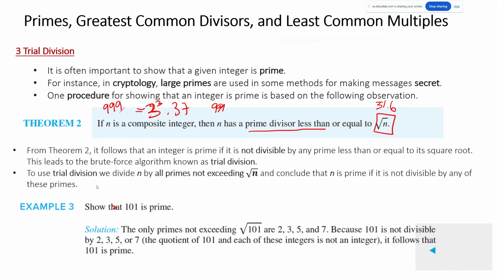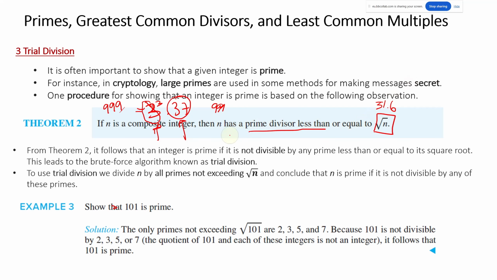Okay, let's just read the theorem. What does it say? If n is a composite integer, then n has a prime divisor less than or equal to square root of n. Does it say that n has all prime divisors less than or equal to square root of n? Is that what it says? Are we saying that every single one of them has to be less than square root of n? Or are we just saying that it has a prime divisor less than that? That means one of them, for sure, is going to be less than this number.